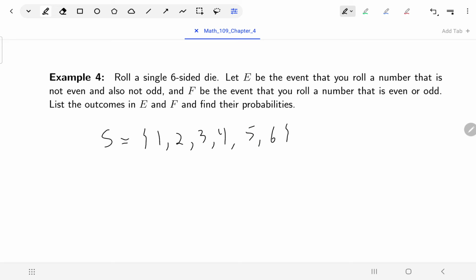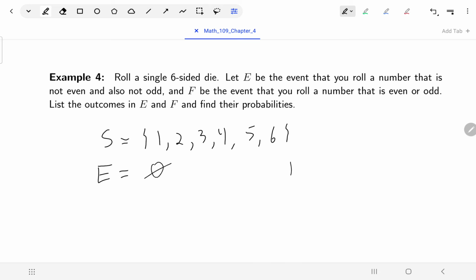And now let's think about these two events that I've defined. I've defined the event E as being the event where I roll a number which is not even and also not odd. So if I'm thinking about all of the numbers that I might observe, every single one of them is either even or it's odd. There is no number that's not even and also not odd. So 1 wouldn't be inside because it's odd. 2 is not inside of E because it's even. All of these numbers, they're either even or they're odd, so none of them are included inside of E. E doesn't have anything inside of it. E is the empty set.